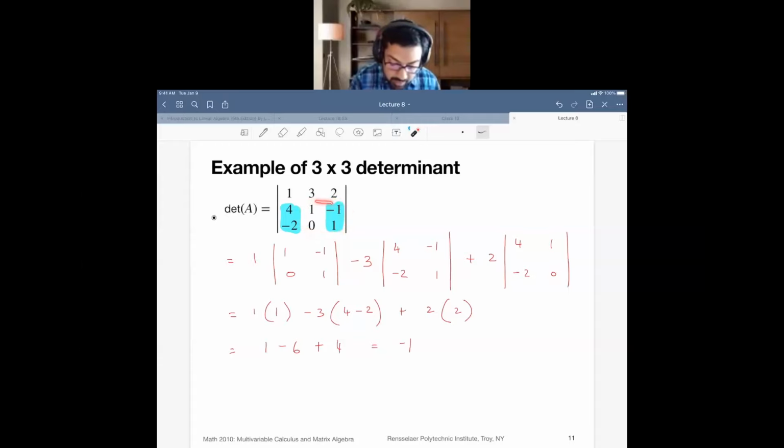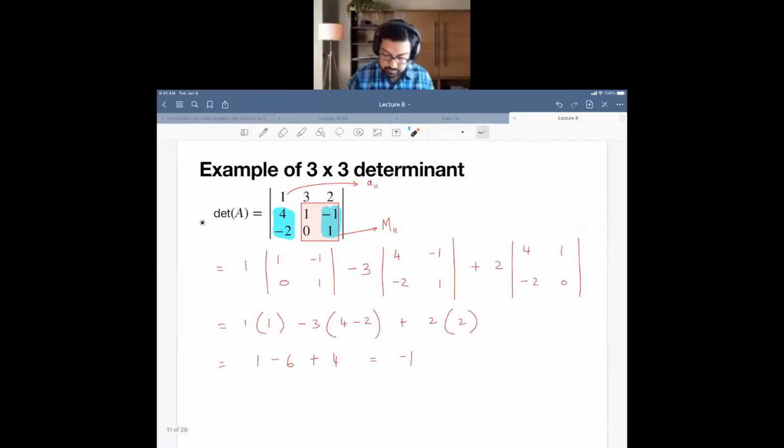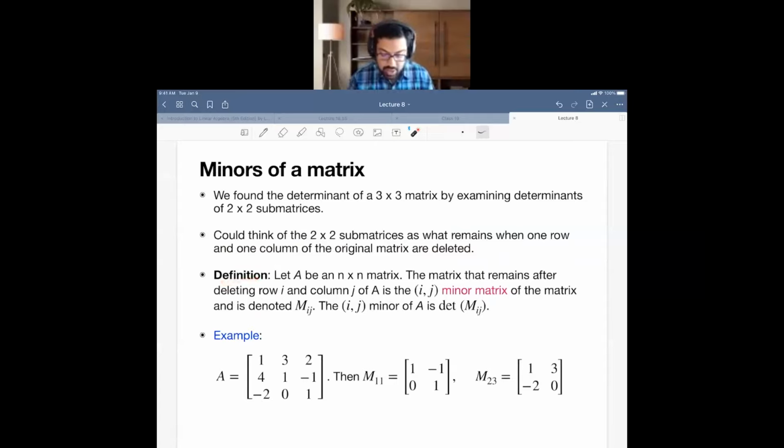So if I'm calling this one, say, A11, then what I would call this minor is cap M, 1, 1, right? The minor when the first row and the first column of the original matrix are deleted. So the definition of the minor: if you have A as your n by n matrix, the matrix that remains after deleting the ith row and the jth column of A is the i, j minor matrix, which we are simply going to denote as cap M with the subscript i and j. And if you are going for the determinant of that minor, you are essentially finding the determinant of that minor, right?